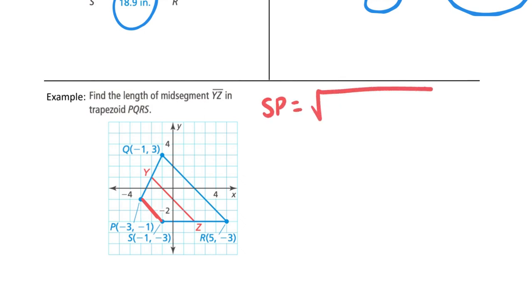It's going to be the square root. The difference in the x values is 2, plus the difference in the y values is also 2. So it's going to be the square root of 8.